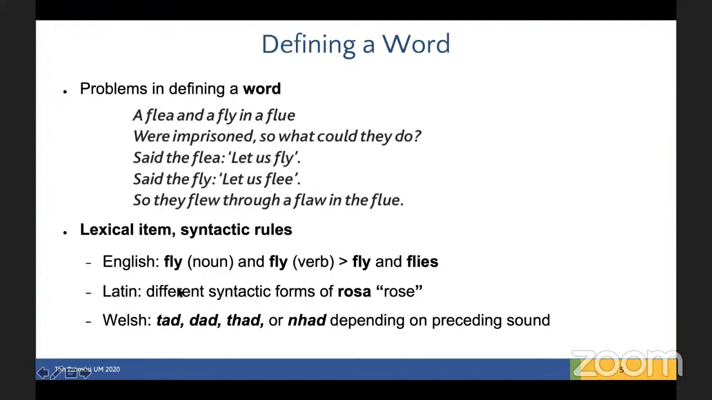one form, but it can appear as both noun and verb. So this is a verb. You can say let us fly, and you can also change the form based on the subject. Flies. She flies. They fly. It flies. So this is proof that this one is a verb indeed. Whereas this one is a noun, you can put an article in front of it. A fly, the fly.